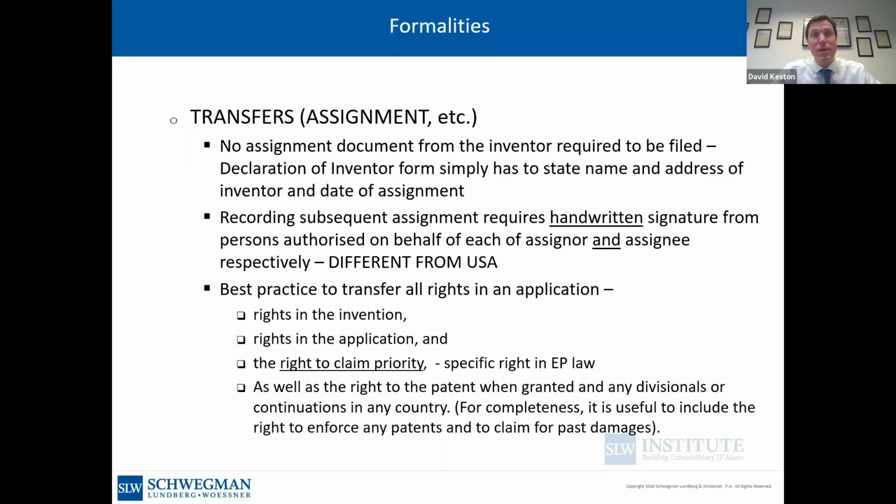It might even be a physical signature which has been scanned and used as a proxy for the normal handwriting signature, might be rejected by the EPO. They're quite old-fashioned, and basically this comes down from the fact that we're dealing with 27, 28 different countries with slightly different laws about what is required for an effective legal assignment to be placed.